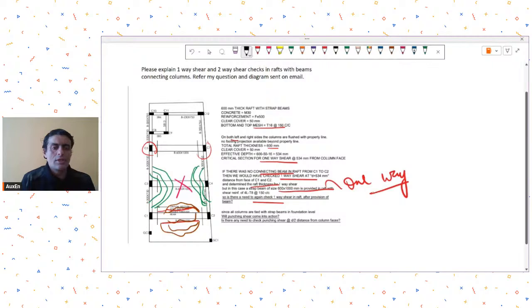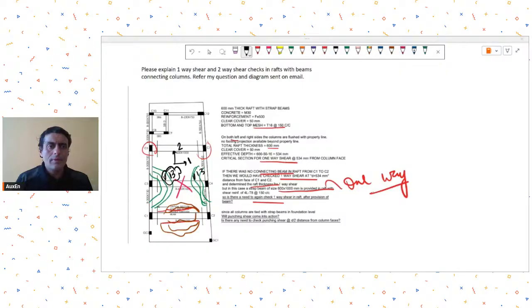So for the case where you do not have a beam, let's assume that this is axis 1, this is axis 2. So you will see V13 having a substantially large value.